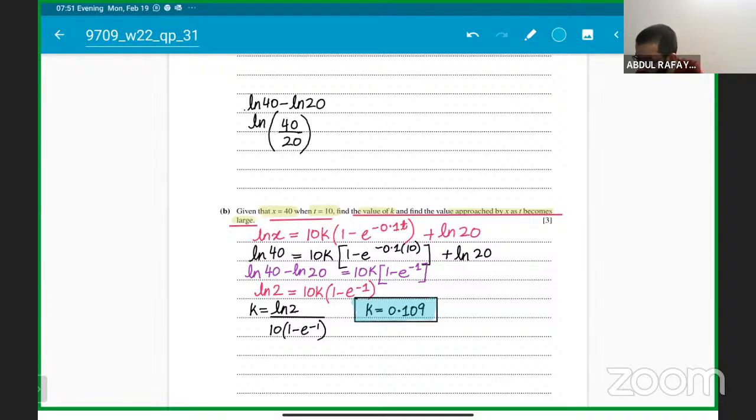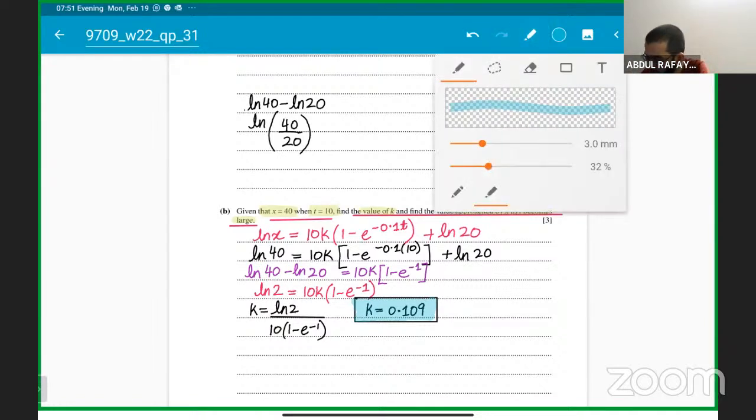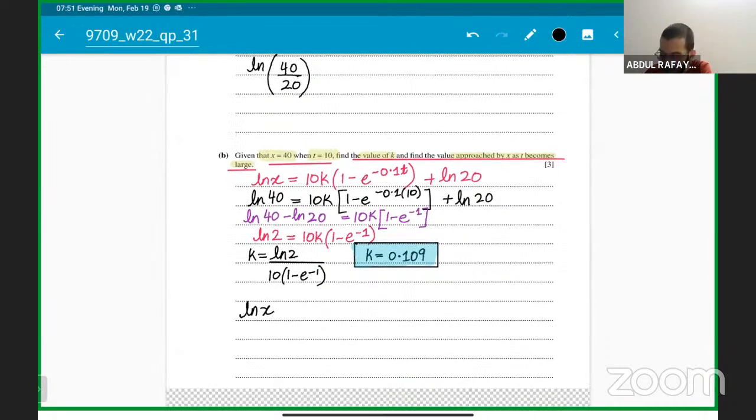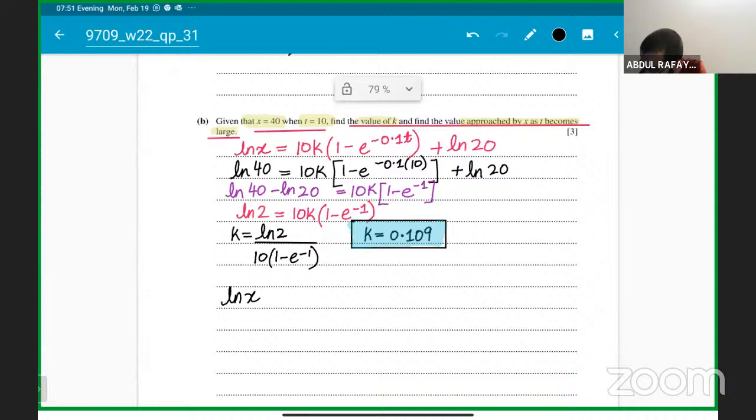Follow very carefully. You have to find the value approached by x as t becomes large, which means t will become infinite. So we have to find the value of x when t becomes that. Ln x is equal to, you can multiply 10 times something, so you are getting 1.0965. I multiplied 1 minus e power negative 0.1 times t, plus ln 20.